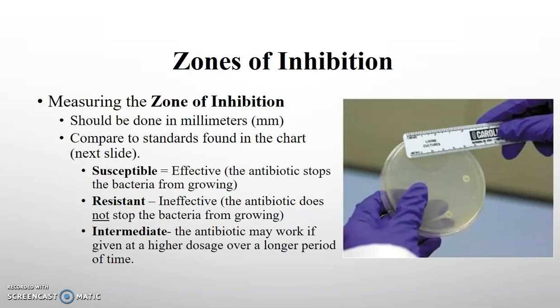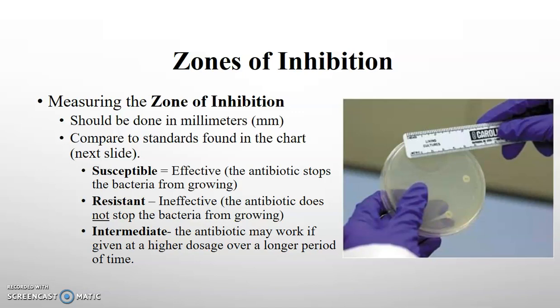So like I said, those zones of inhibition definitely need to be measured. You can't just eyeball it, but we measure the zones of inhibition in millimeters, and then we do look at that standardized chart. When we look at the standardized chart, we're looking to see if the bacteria are susceptible, resistant, or intermediate. Susceptible is a good thing. Susceptible means that the antibiotic is effective. The antibiotic is able to stop the bacteria from growing. That's what we want.